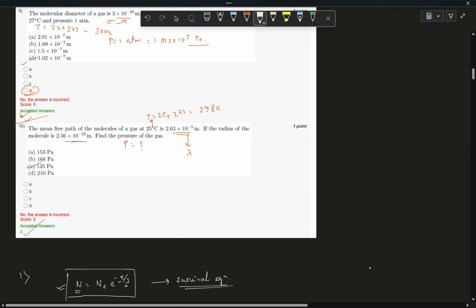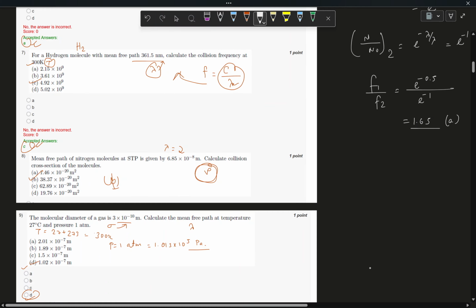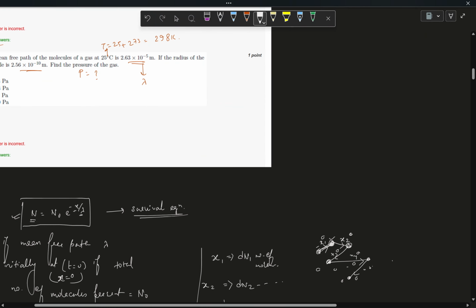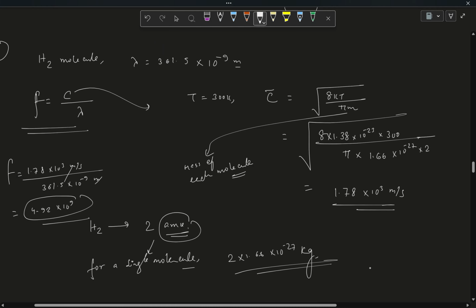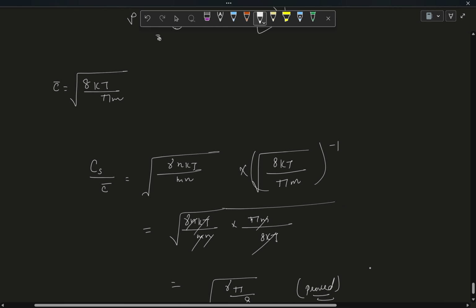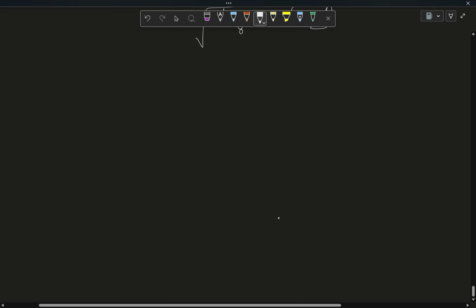how to calculate mean free path, etc. What are the main equations that we will need for this case? If you just have to write down or list out the main equations that you need to know to solve these kind of numerical problems, so let us write this down at one place.